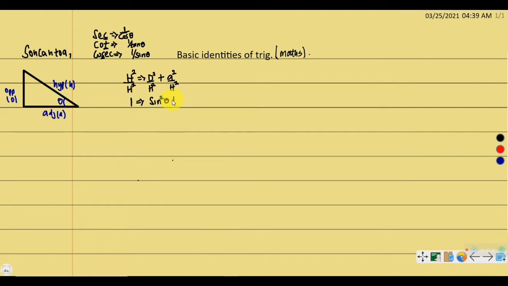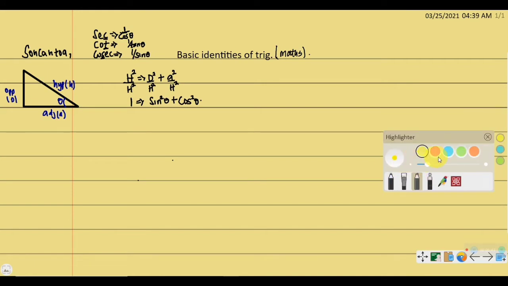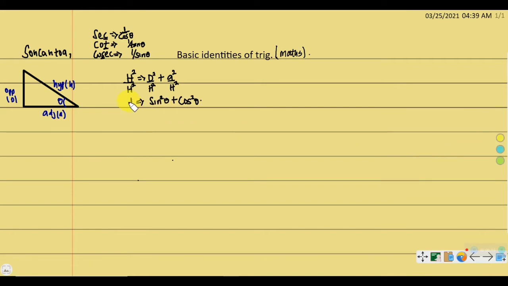Then plus, as you can see, this is adjacent. This is a hypotenuse. Now you need to be very careful. You have adjacent over hypotenuse. You can see here, this is cos. So you can write this as cos square theta. And this is the first identity you need to keep in mind. Please always have this at the back of your mind: the first identity you have to memorize is that sine square theta plus cos square theta is equal to 1.